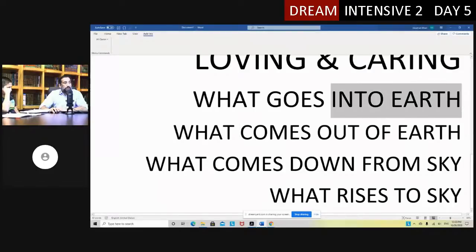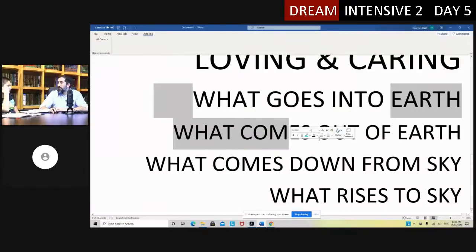What goes into the earth does not need forgiveness. What comes out of the earth doesn't need forgiveness. What do they need first and foremost? They need Allah's loving care. But actually, indirectly, this ayah is also talking about people.